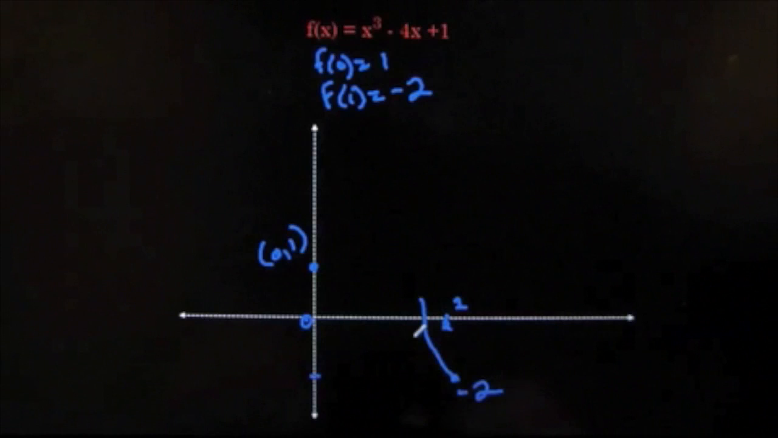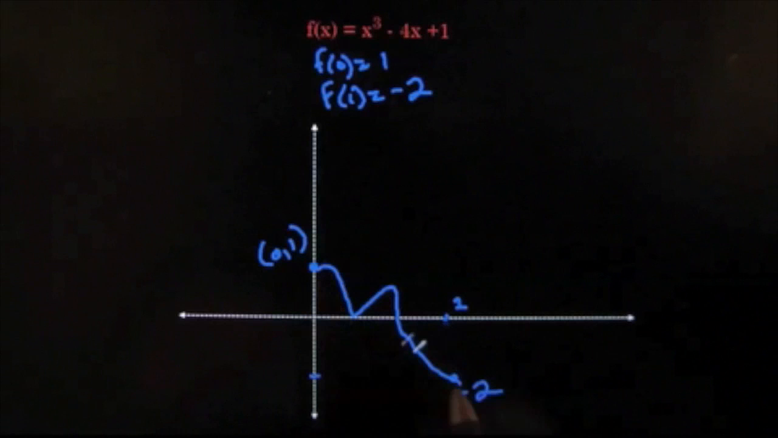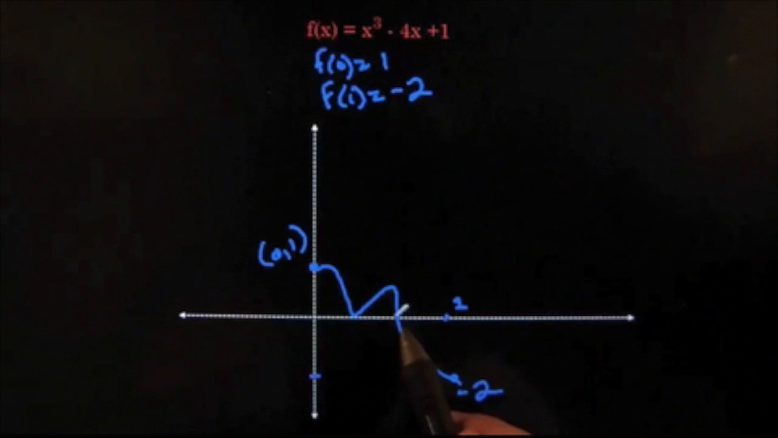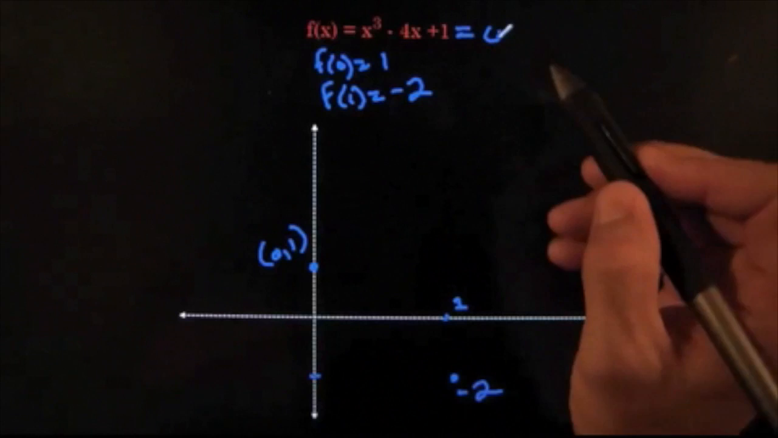No matter how you draw it, if you start here and end up here, continuous, without lifting your pencil, you have to have crossed exactly this line. And at that point, when it crosses, then the equation will have a solution to f of x equals 0. Okay?